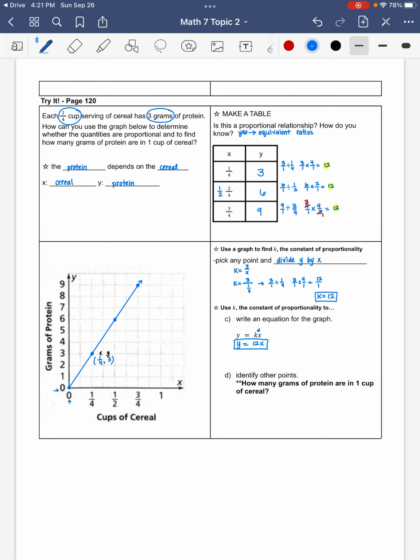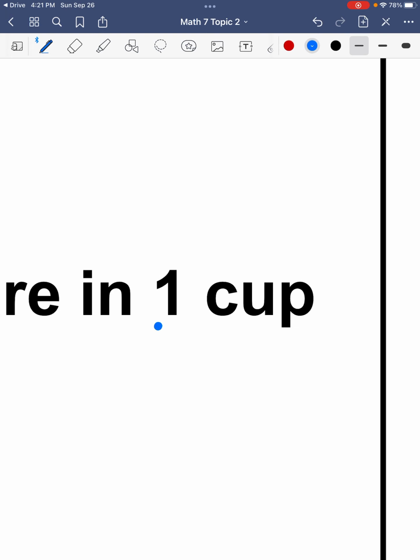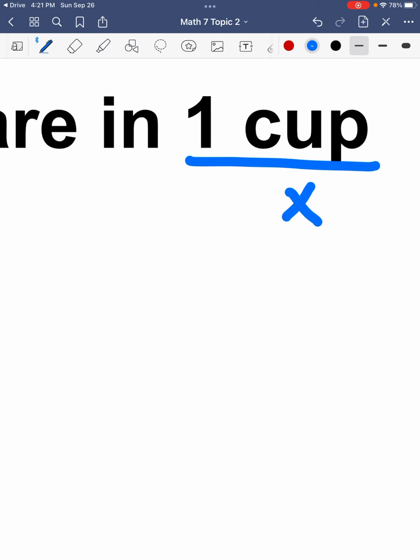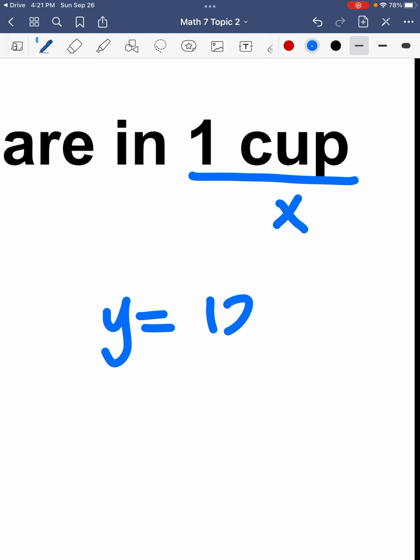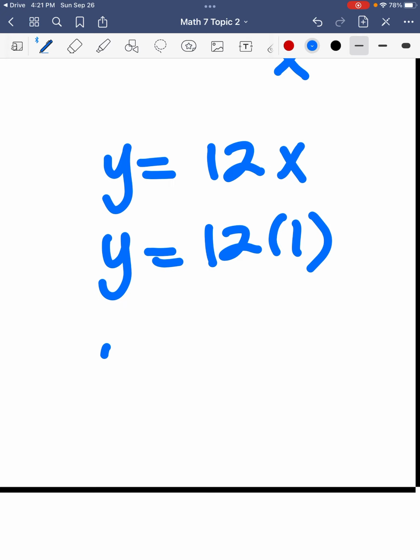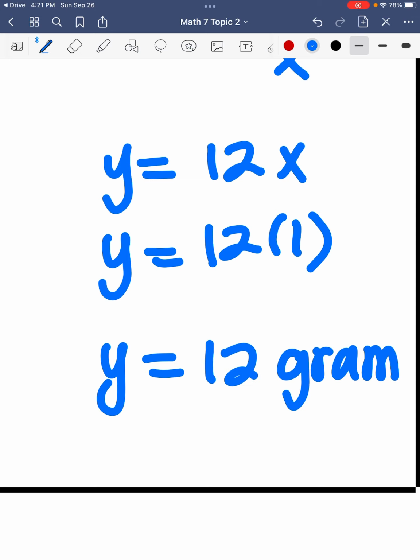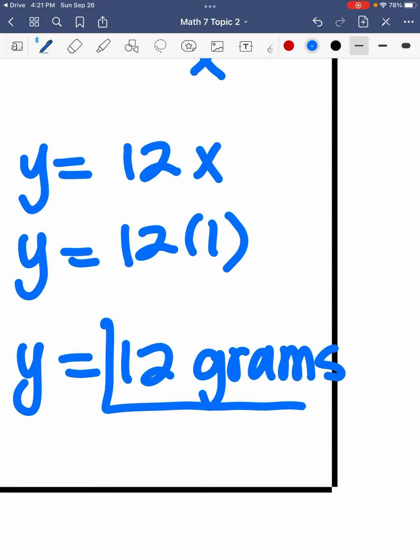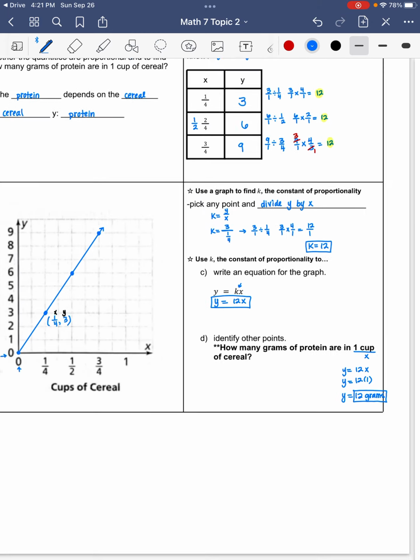So now the question is, how many grams of protein are in 1 cup of cereal? Remember, the cups of cereal were labeled on the x-axis. So all I have to do is take my equation and plug in 1 for x. So our equation was y equals 12 times x. So y equals 12 times 1. And 12 times 1 is simply 12. So y equals 12 grams of protein. So that right there is our answer, 12 grams of protein.